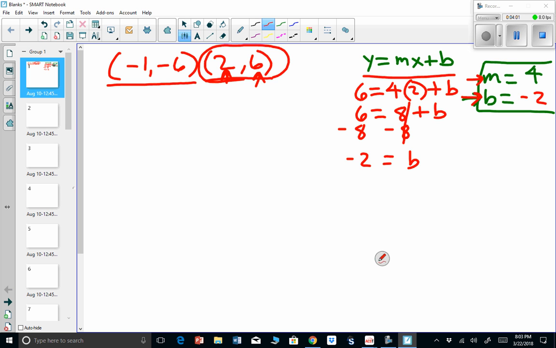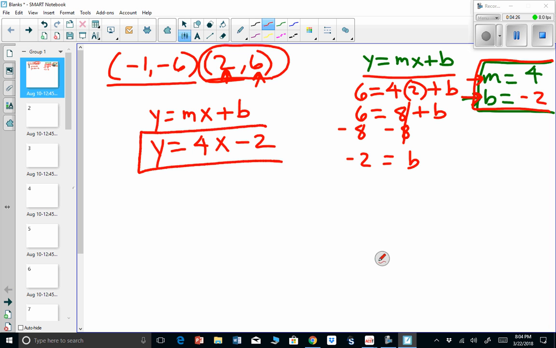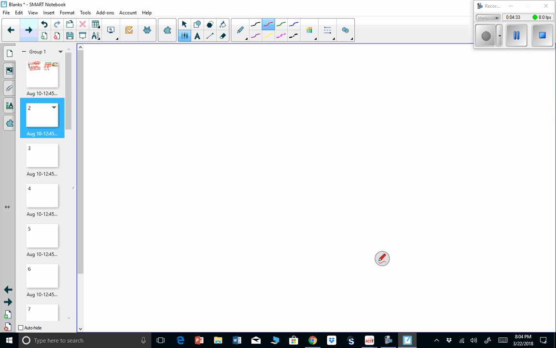Okay, now we have these 2 things that we said we needed. You go back to your y equals mx plus b, and you simply plug in m and b. Keep the y, m is 4, keep the x, plus b in this case would be -2. This is the equation of a line in slope-intercept form. Let's go ahead and try another one of those.